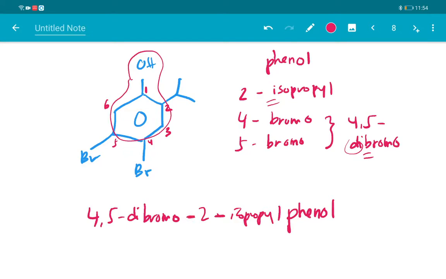Other things that you need to consider is between a number and a number there should be comma, while between a letter and a number or number with a letter there should be dash. That's all the basic concept for IUPAC naming.